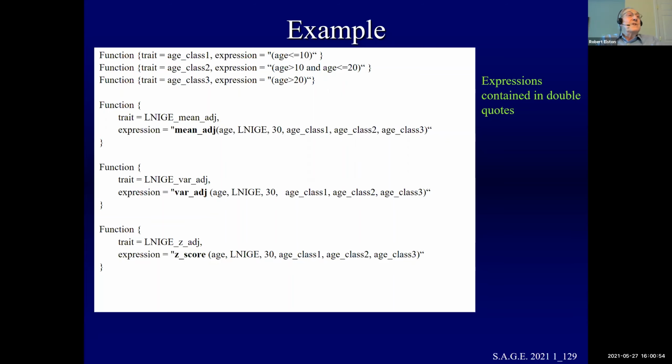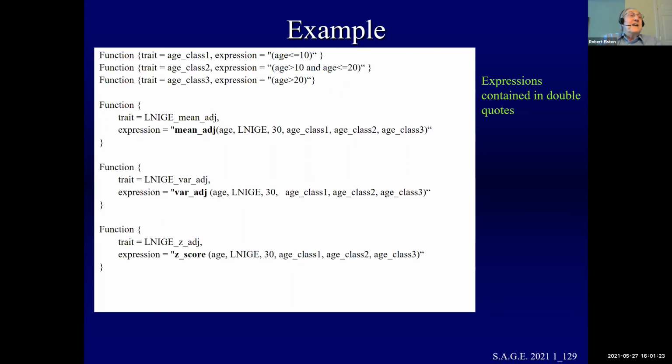In the third line, it'll create a trait called age_class3 if the age is greater than 20. And this trait is going to be 1 if age is greater than 20, 0 otherwise.